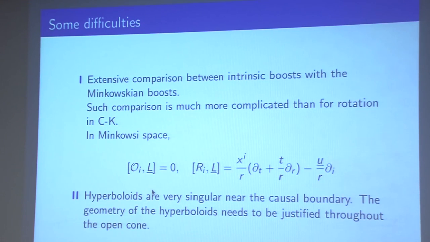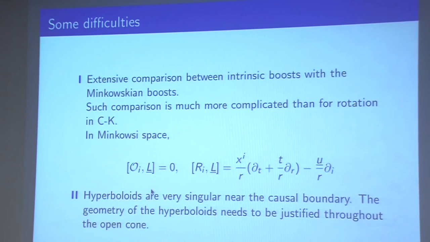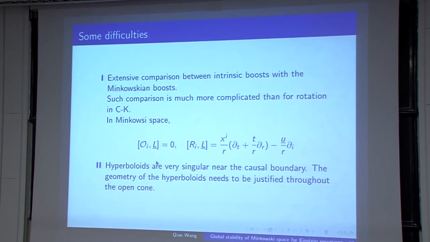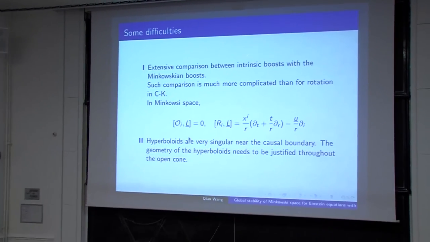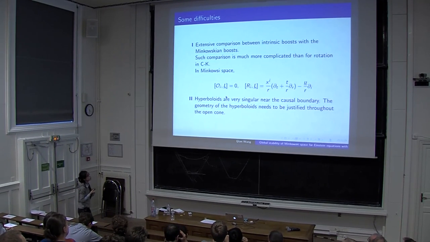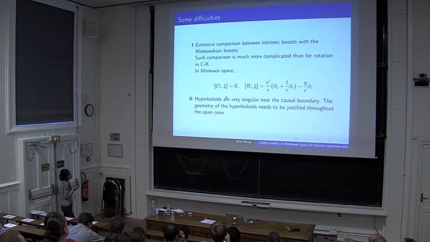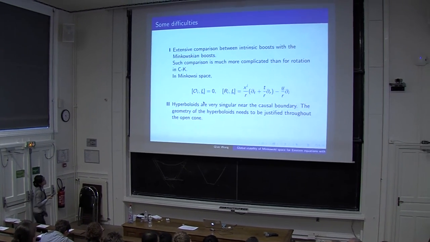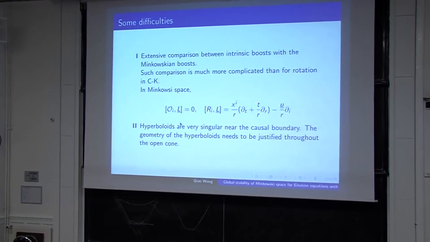One minute for the difficulty. I actually can't explain that picture. For addressing the boost, you have to have a complete comparison between your intrinsic boost and the Minkowski boost. Boost and rotation in Minkowski space are something nice. If you do a direct calculation in the Minkowski metric, the commutator is zero, and this commutator is that. So how do we recover that in curved spacetime?